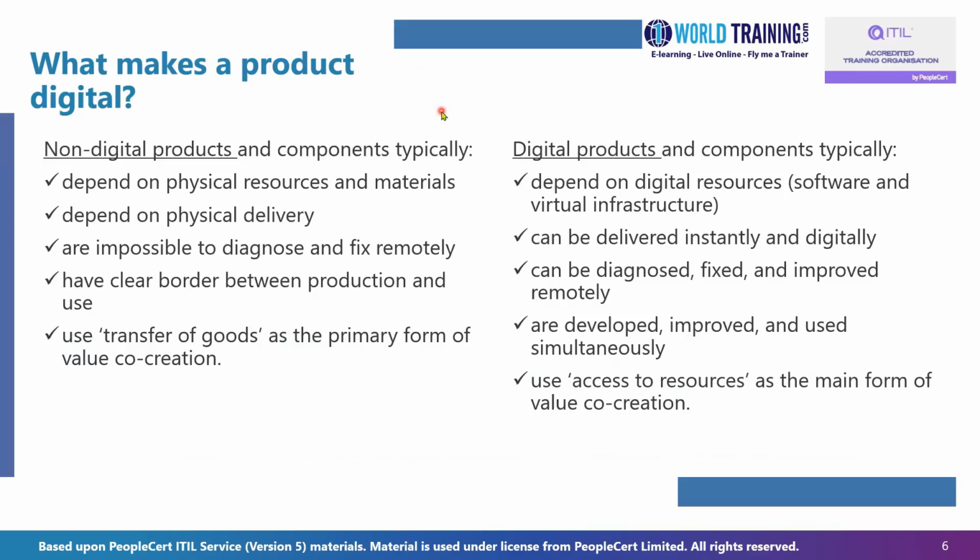So what makes a product digital? This is a good slide that I liked. Non-digital products and components typically depend on physical resources and materials, depend on physical delivery, are impossible to diagnose and fix remotely, have a clear border between production and use, and use transfer of goods as the primary form of value co-creation.